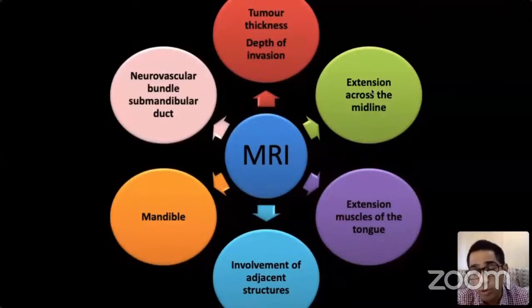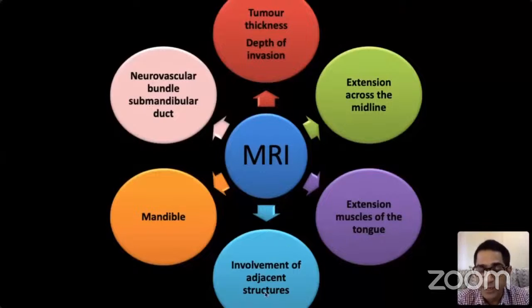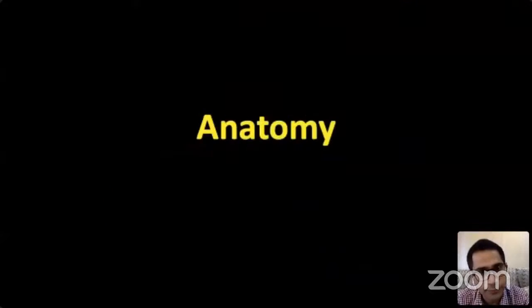The second, most important, is extension across the midline, because if there's an extension across the midline, then you would be looking along the nose, along the contralateral neck. Then extension into the muscles of the tongue, the deep extrinsic muscles and the floor of the mouth. Involvement of the adjacent structures, that is the tonsils, the epiglottis and the pre-epiglottis. Invasion of the mandible and invasion of the neurovascular bundle and submandibular canal. So one has to at least report these important features while reporting an MR of a tongue cancer.